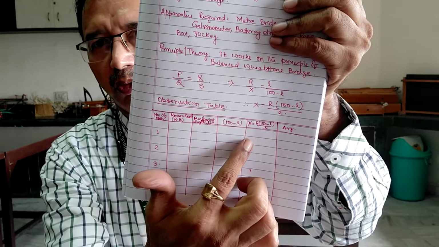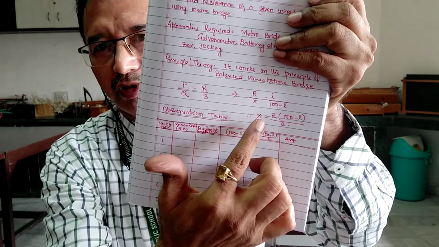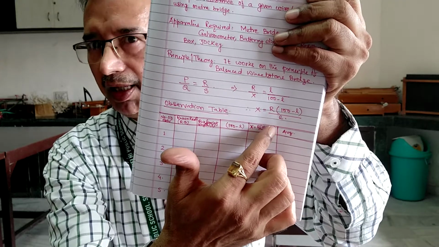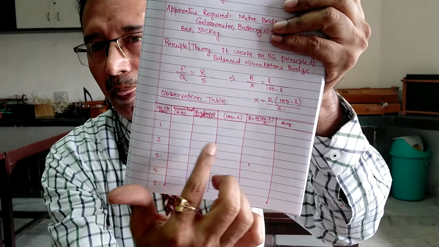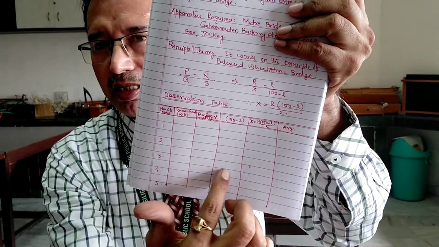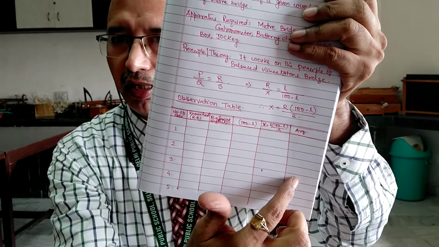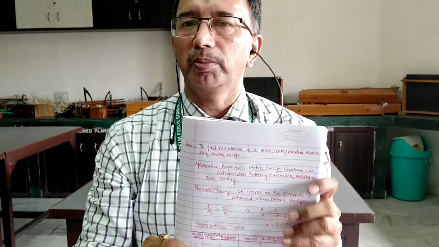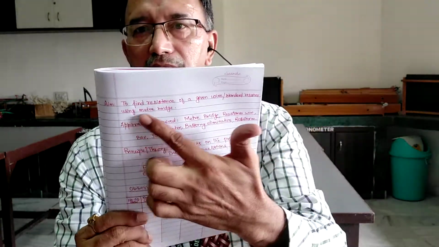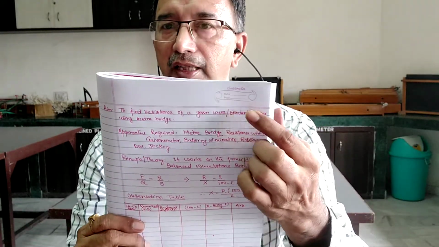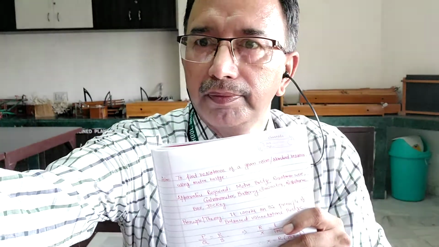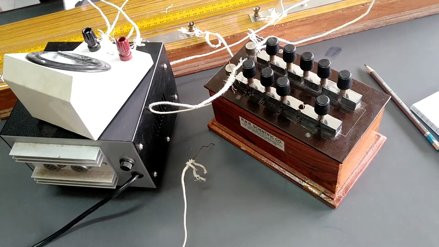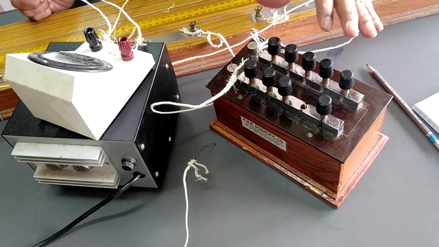So what is the working formula? The working formula is X equals R into (100 minus L) by L. So we will calculate X 5 times, because we are taking 5 observations, then we will take out the average. Today we are going to perform how to calculate the unknown resistance, that is the standard resistor, using a meter bridge. Here, I am taking out the first reading.